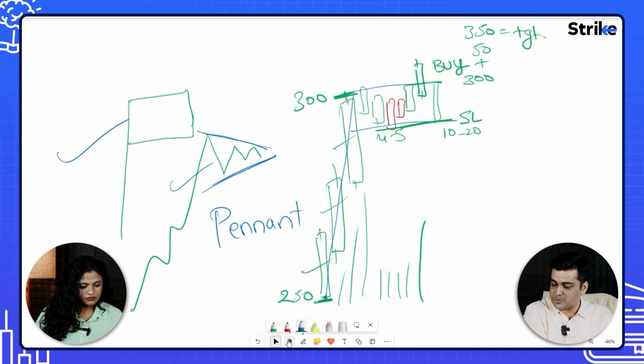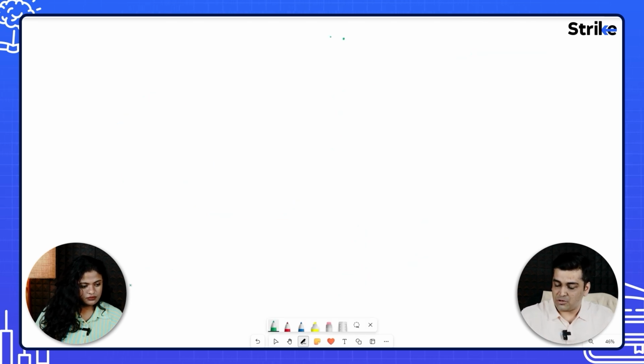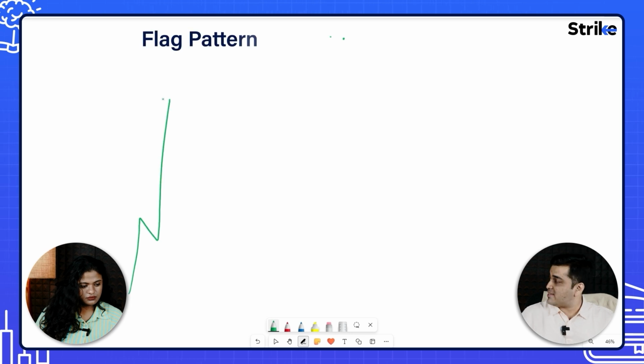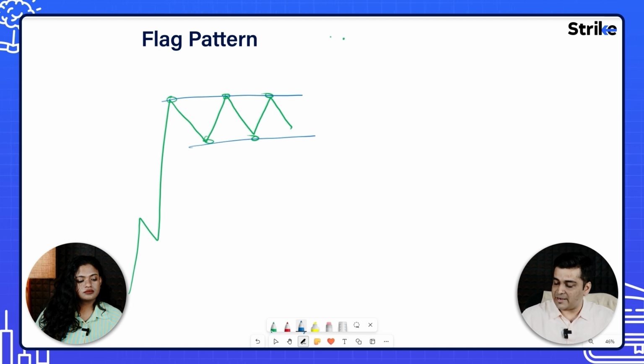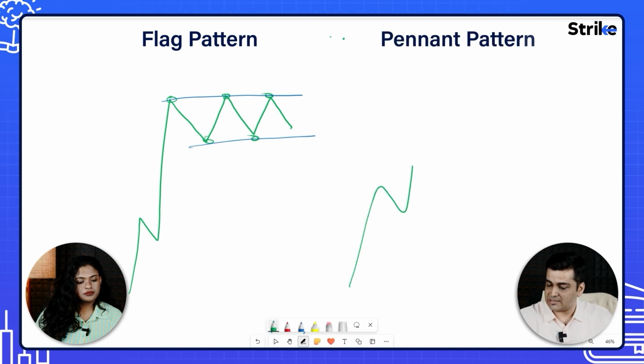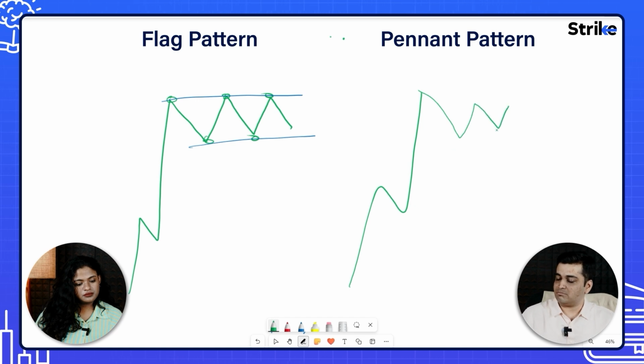I'll just show you on a fresh page. A flag pattern would look like this: a steep move up in price, followed by equal tops and equal bottoms over here. So this would look like a flag pattern. How will a pennant look? A pennant would look something like this, followed by a lower top and a higher bottom, forming a triangle. So this is called a flag. This is called a pennant.